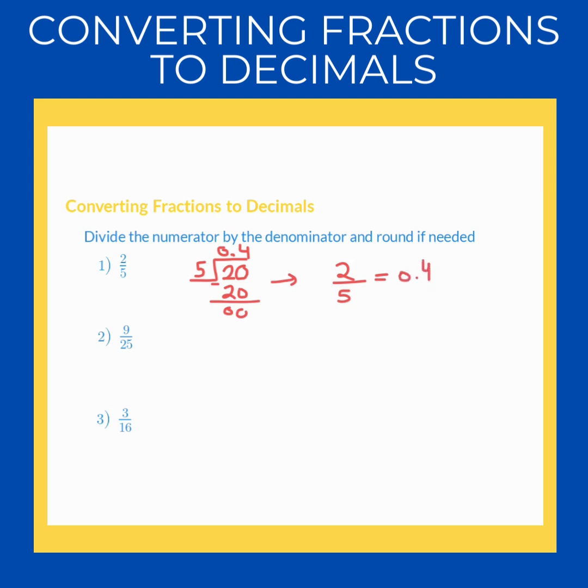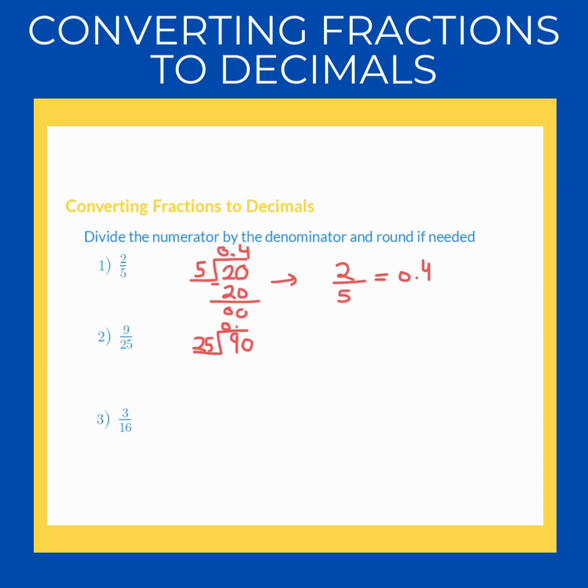Let's do the second question. So I have 9 divided by 25. Again, I can't divide 9 by 25 because 9 is smaller than 25. So we need to add a 0 to the right of the 9. And once I add the 0, I write down a 0 and a decimal point. Now let's think of a number. When I multiply it by 25, I get 90.